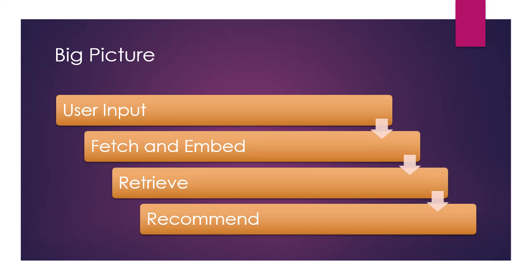In step 3, we retrieve relevant videos. Using a retriever, we search the vector store for videos that match the user's goal semantically, not just by keywords. LangChain handles all the low-level similarity search magic for us.